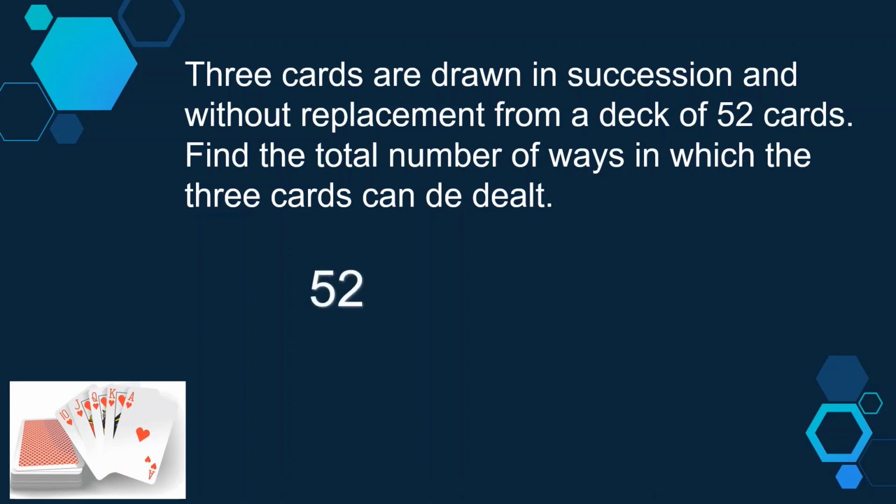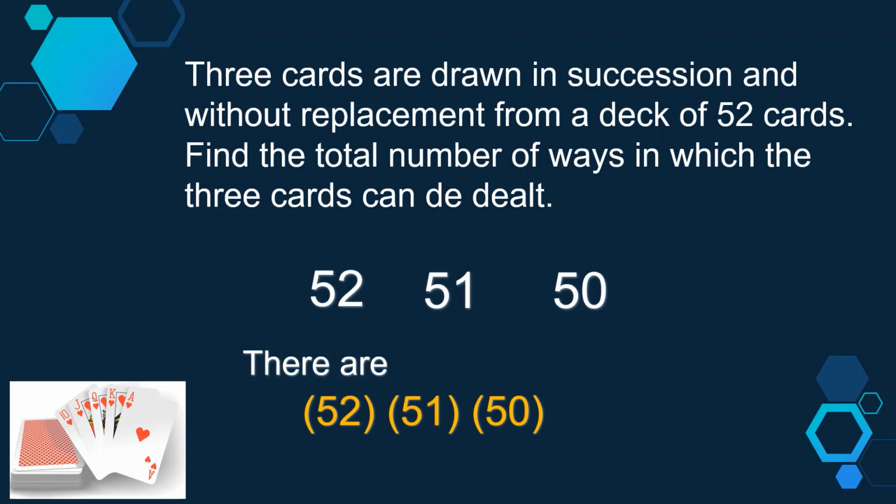Now, kung kukuha ka ulit para sa second card, ilang choices na lang ang natitira? Okay, correct. Meron kang 51. And dahil nakuha mo na yung dalawa, sa next na kuha natin ng card, ilan na lang ang natitirang choices? Okay, so meron tayong 50. So, ang gagawin lang natin is imumultiply itong mga to. 52 times 51 times 50. And there are 132,600 ways in which 3 cards can be dealt.